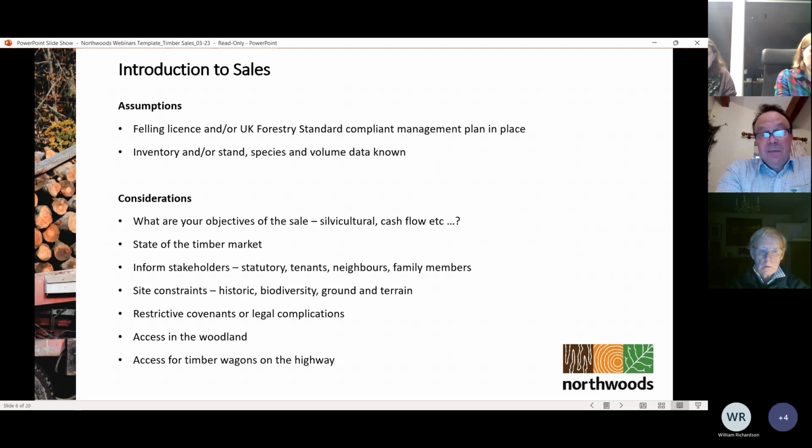A big consideration is to make sure that stakeholders or other people who have an interest in the woodland know what's going on and why you're doing it. So there are statutory consultees, that is the Forestry Commission, informed through the felling license programme, but also tenants, neighbours, maybe other family members.